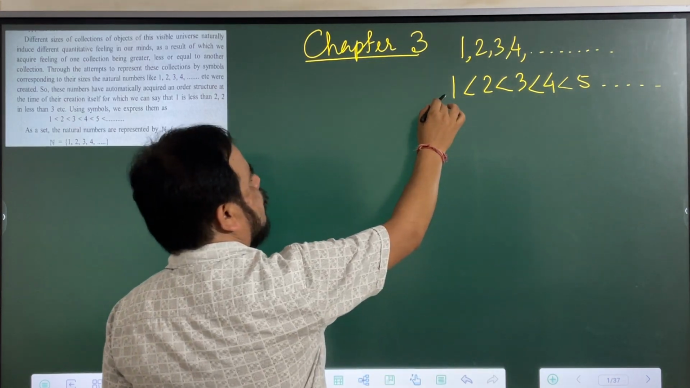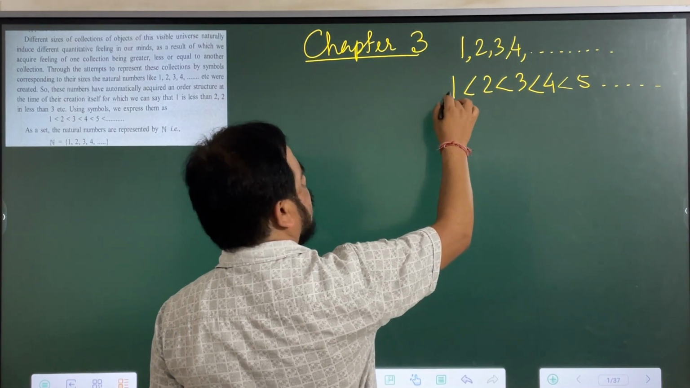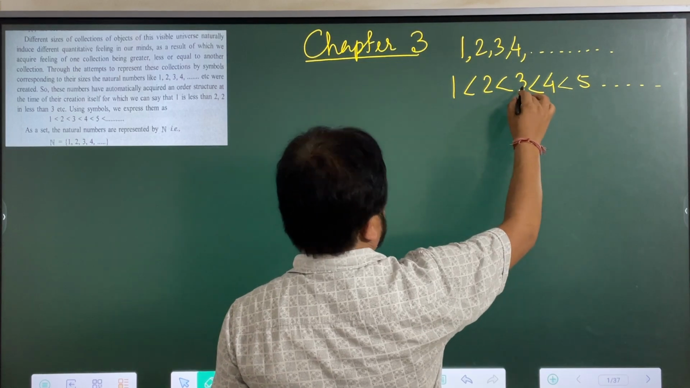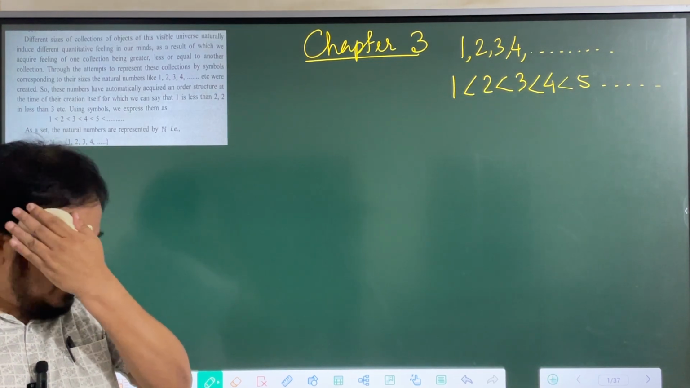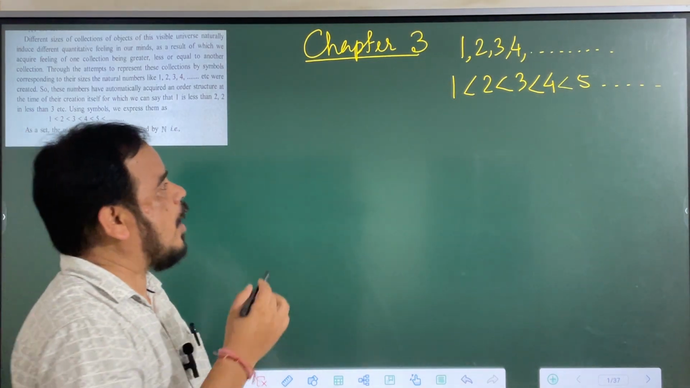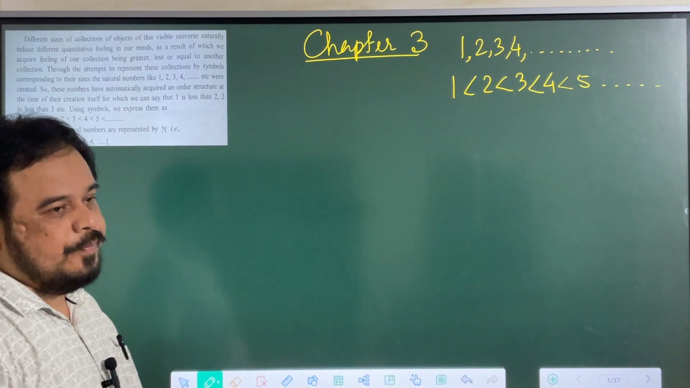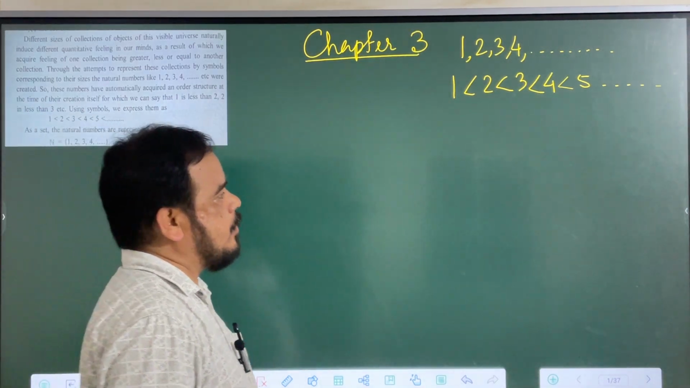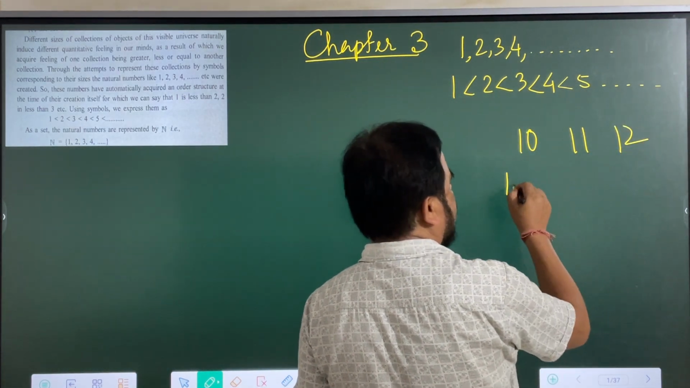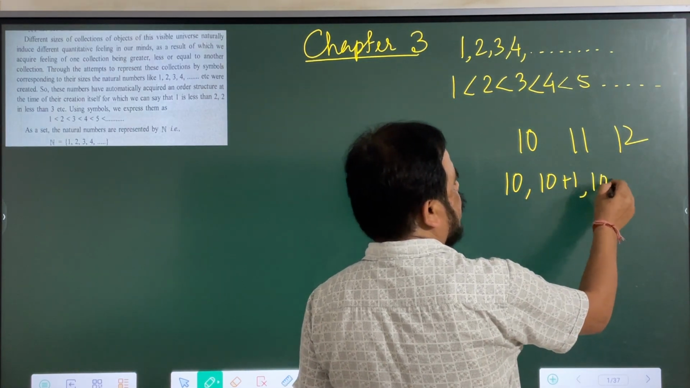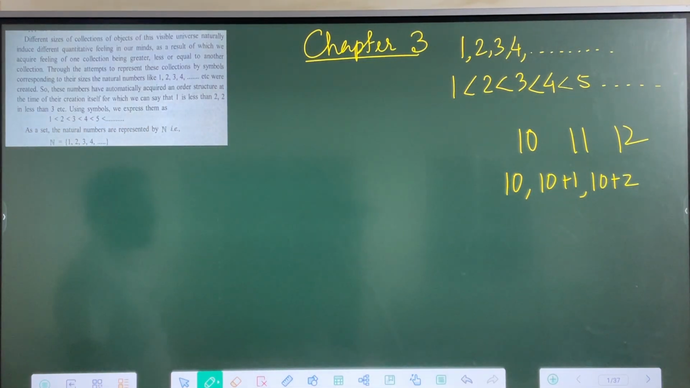I hope you understand. 1 is smaller than 2, 2 is smaller than 3, 3 is smaller than 4, or we can say 2 is greater than 1, 3 is greater than 2, 4 is greater than 3 and 5 is greater than 4. This way we can go on reading or writing. Any natural numbers, whether it starts from 1 or from 10, go on increasing, that we all know. If it starts from 10, the next number will be 11, then 12. That means 10, 10 plus 1, 10 plus 2. So it goes on like that. This is common sense.